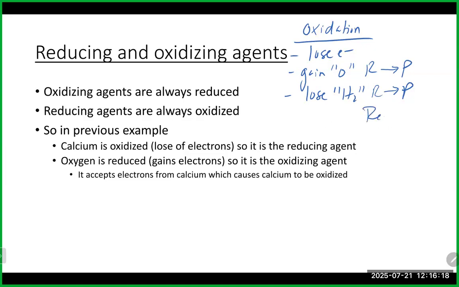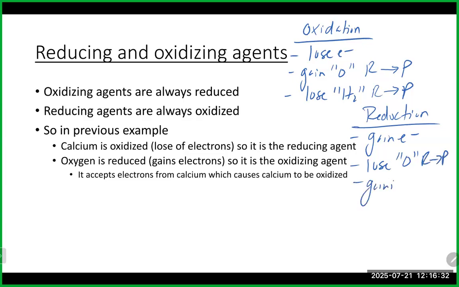Reduction is pretty much the opposite. So reduction, again, is gaining electrons, losing oxygen as you go from reactants to products, and gaining hydrogen as you go from reactants to products. So these are three definitions for both oxidation and reduction.